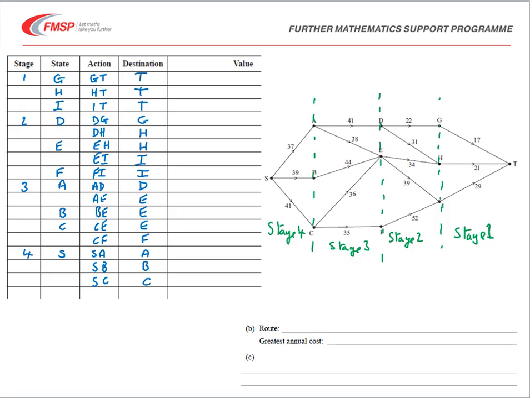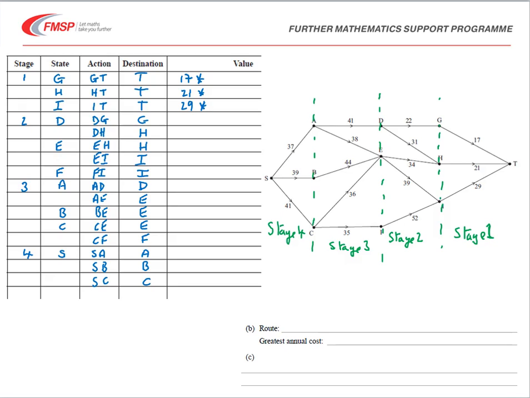Well, for the first stage, of course, there is only one value in each of the particular states. So G has 17, H 21 and I 29. So these are all going to be the smallest maxima at that stage. Now this is where a minimax problem and a maximin problem differ from the straight maximum and minimum.